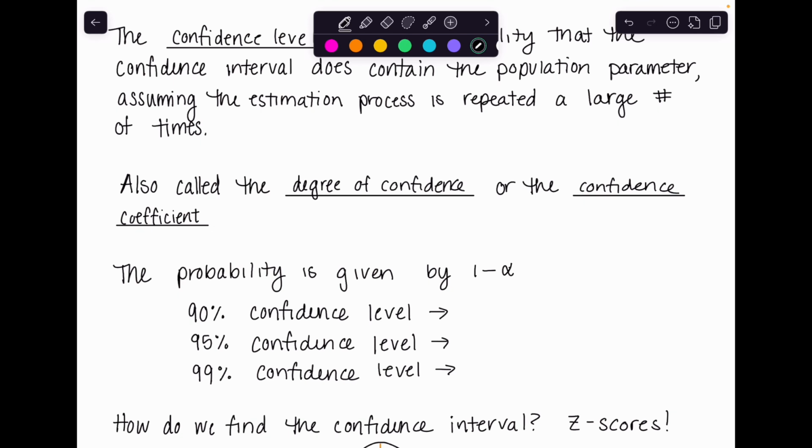But in the case you have a 90% confidence level, this would mean your alpha is equal to 0.10 or 10%. 95%, your alpha is 5%, and 99% gives you an alpha of 1%, okay? And so really there's going to be a similar way we can find all of these. So if we want to find the confidence interval, it's really all going to boil down to z-scores.